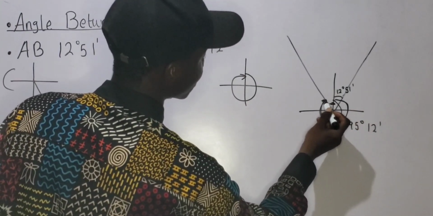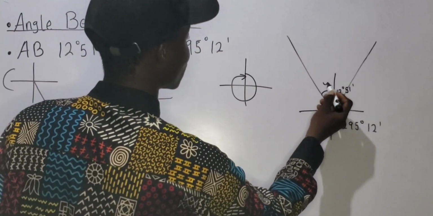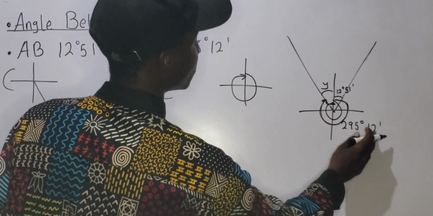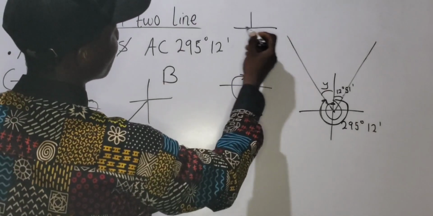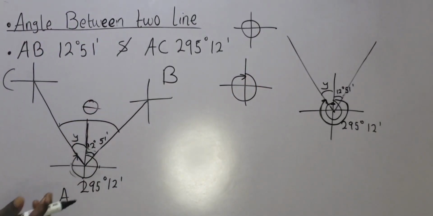to this point is 295 degrees, 12 minutes. So in order to get this small angle, which is angle y, what should I do? I'm going to subtract 295 degrees, 12 minutes from 360 degrees. Please, do you understand? The total angle on our four cardinal points is 360 degrees. Is that not it? Sum of angles at a point. Let me put it like that. Sum of angles at a point is 360 degrees.